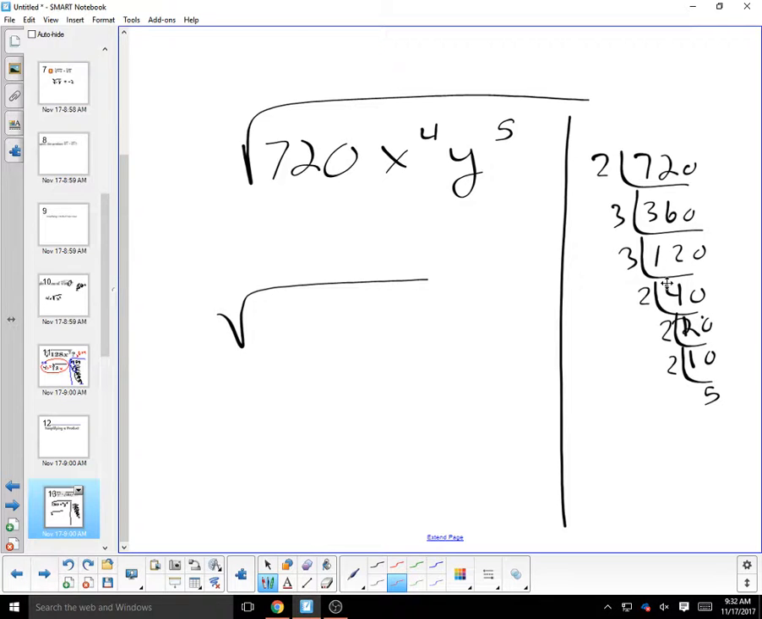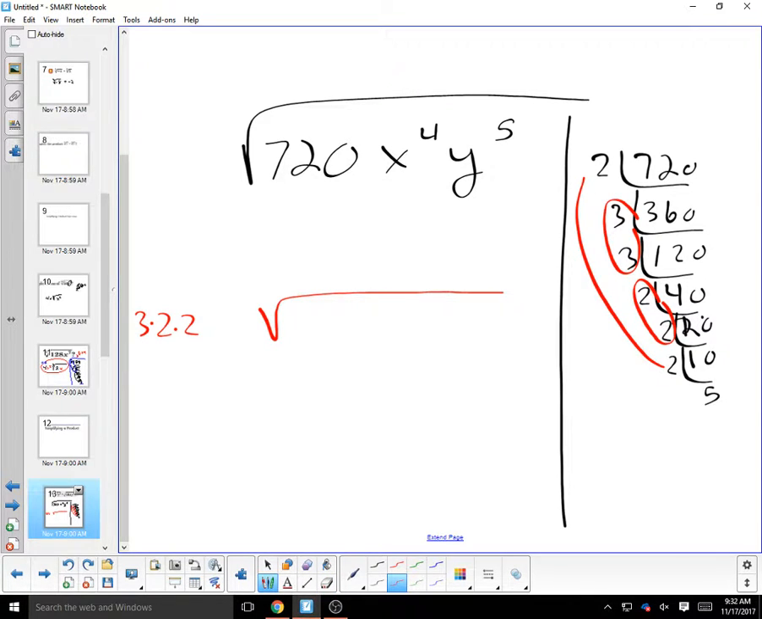I'm circling these in sets of 2. I've got a set of 3s here, a set of 2s there, and then these are another set there, aren't they? Yeah. So what gets to come out of that? 3, 2, and 2. Correct? What's going to get left behind inside the radical? 5. My 5. Good. So there's the number part.